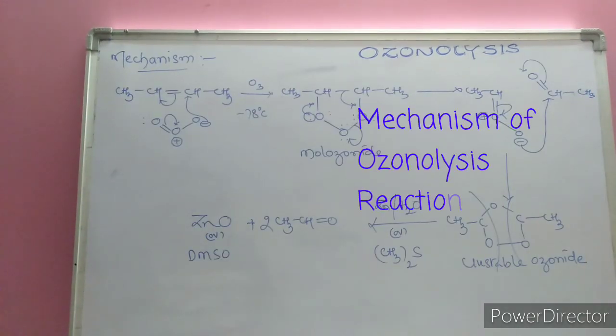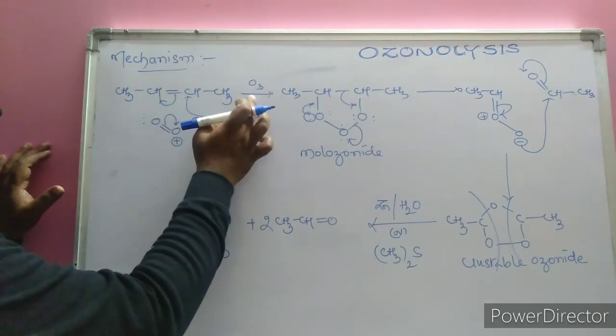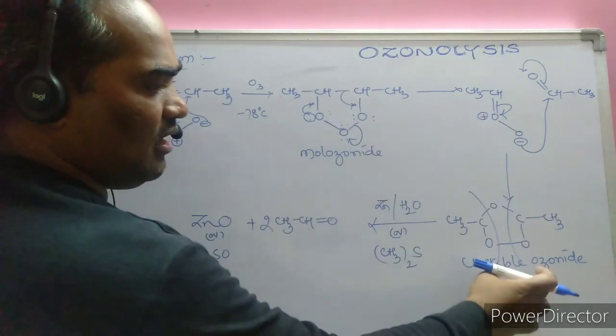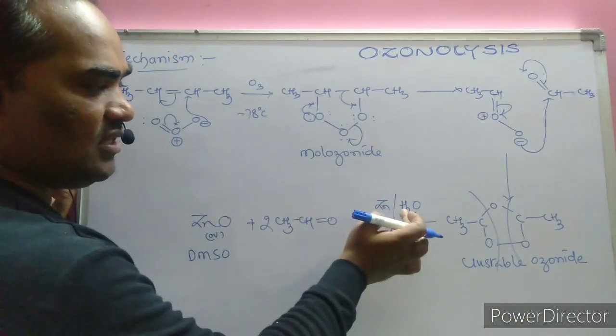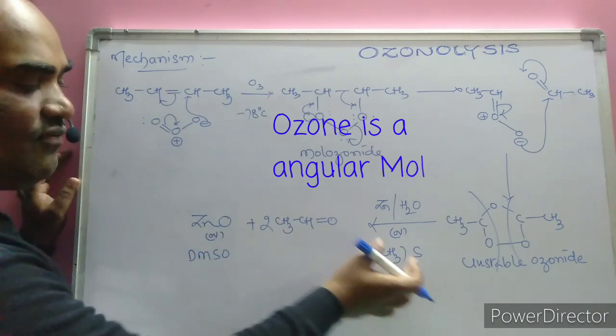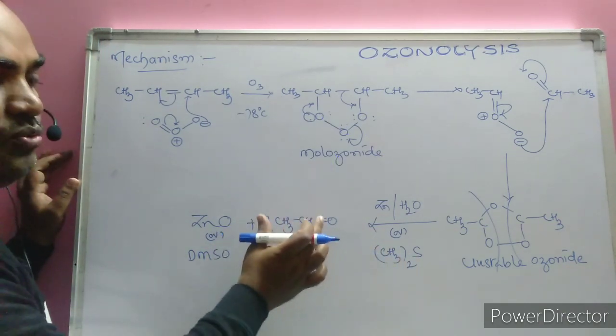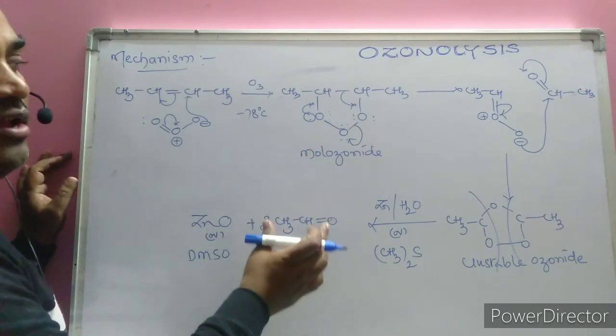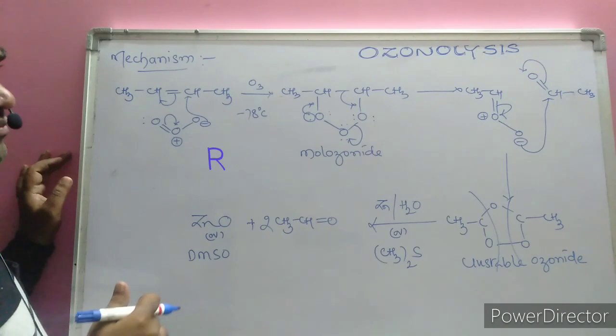Now the mechanism of the ozonolysis reaction. Ozone adds to the unsaturated hydrocarbon, forming an unstable ozonide, which undergoes hydrolysis in the presence of zinc metal, or dimethyl sulfide. It gives the respective carbonyl compound, whether aldehyde or ketone; that is what we call the ozonolysis process.